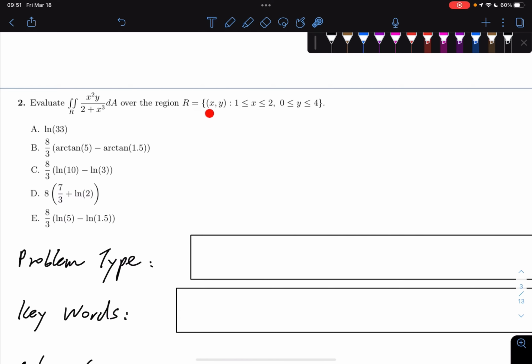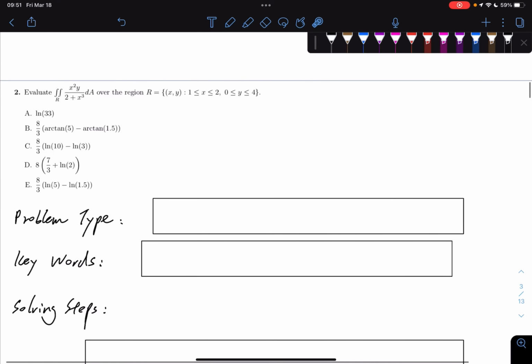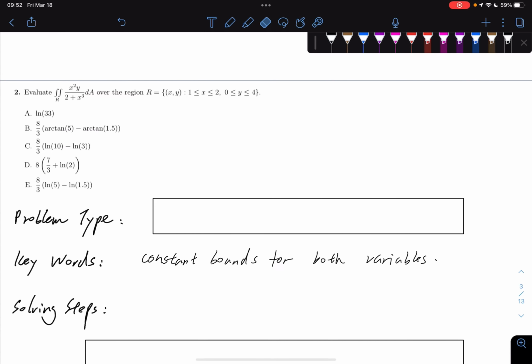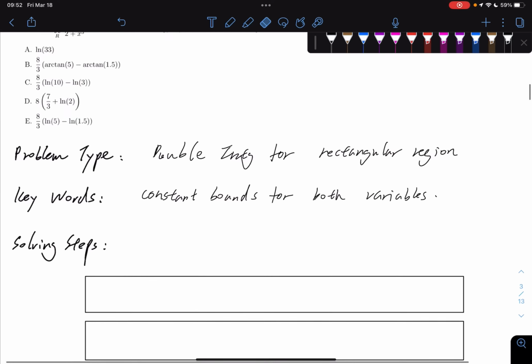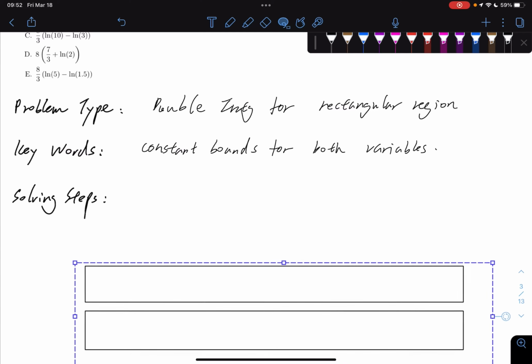The region R has x bounded by 1 and 2, and y bounded by 0 and 4. So this tells me that the bounds are constant, which means this is a double integral in rectangular regions. So the keywords are constant bounds for both variables, and the problem type is double integrals in rectangular regions. So the solving steps, I'm just going to give it away.